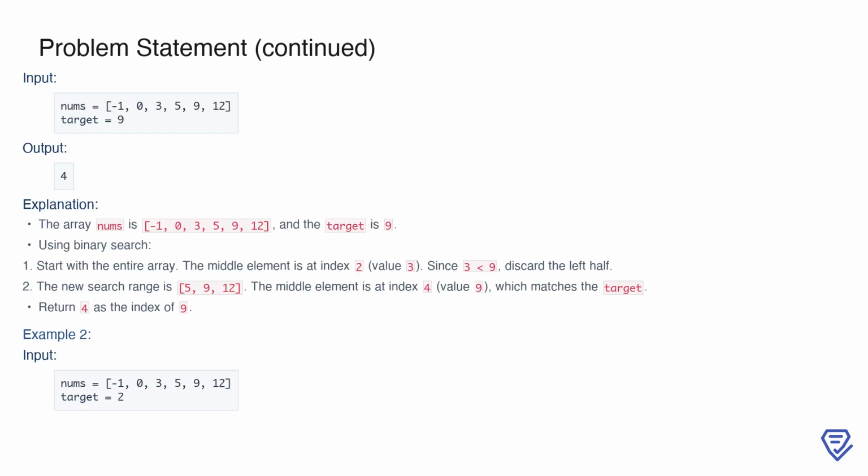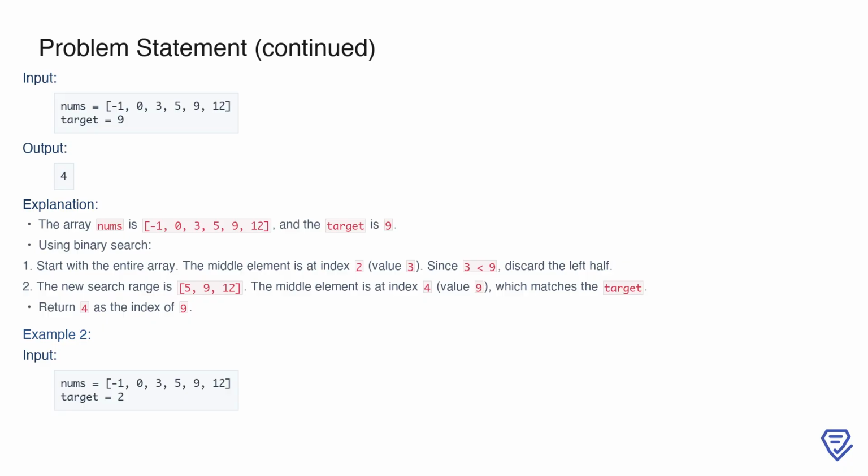Let's consider the first example. Here, the array nums is -1, 0, 3, 5, 9, 12, and the target value is 9. Using binary search, we start with the entire array. The middle element is at index 2, which has the value 3. Since 3 is less than 9, we discard the left half of the array and focus on the right half.